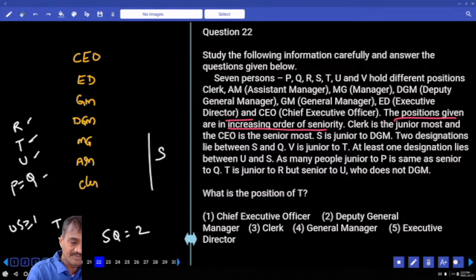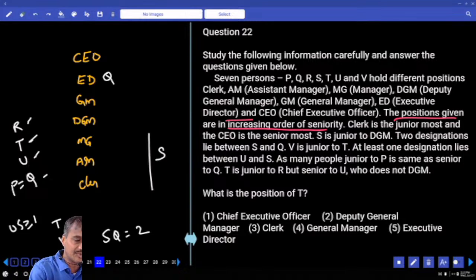If you take P at this place, then where should Q be? Q must be here. Then between S and Q there must be exactly 2 persons. Is it possible? No, because we cannot have S at this place. Hence that case is ruled out. And if that case is ruled out, then tell me what is the next possibility.